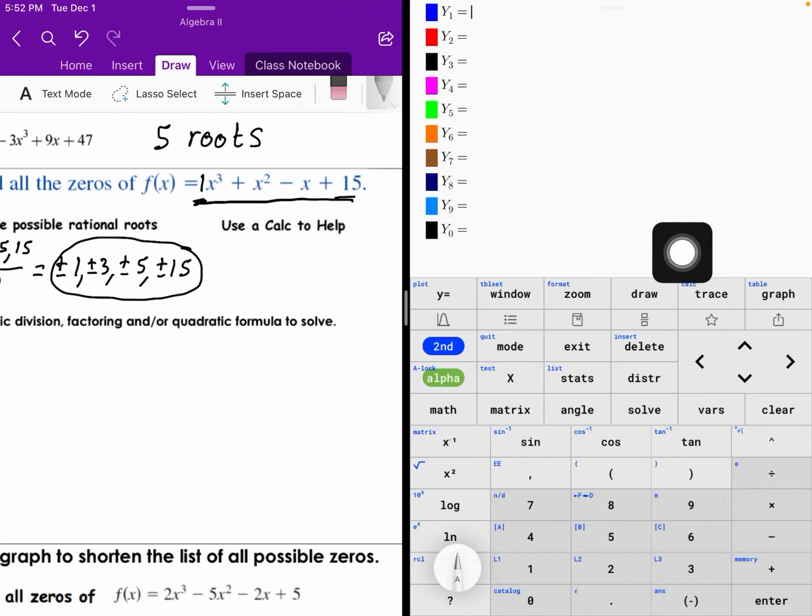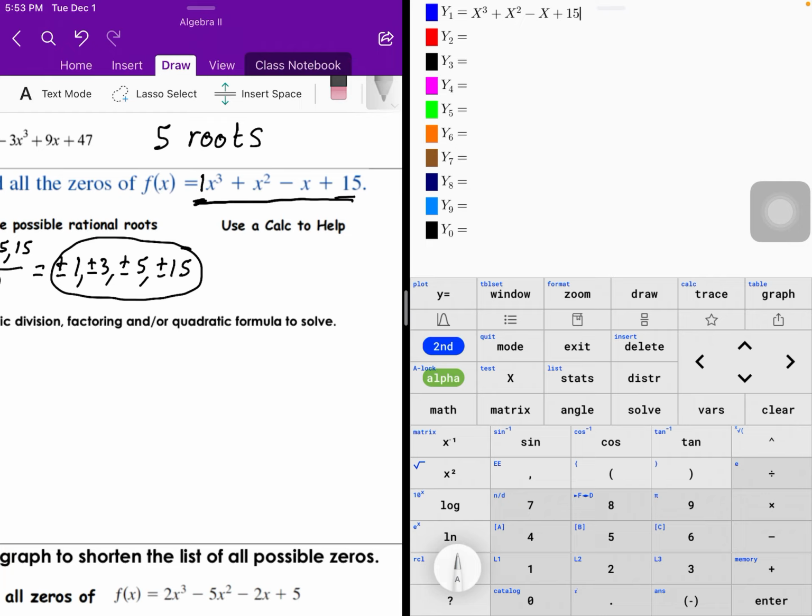So to get the variable, you got to find this x right here. It's underneath mode. So click x, and then we just use the buttons to fill it out. So to get x cubed, we need to hit the caret, 3, move your cursor over, plus x squared, minus x, and then plus 15. Now that we have this, it's y equals x cubed plus x squared minus x plus 15.